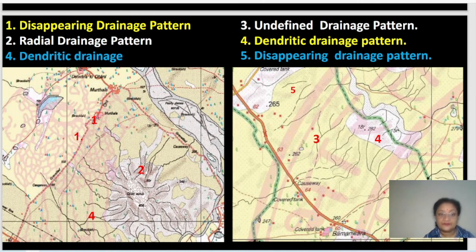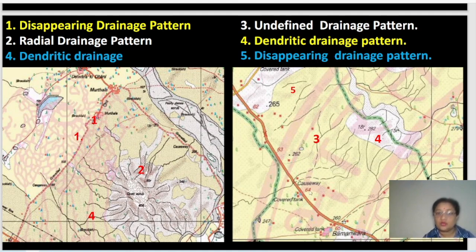Number two is the radial drainage pattern. From any higher ground, you can say any conical hill or any highland, when the river flows, the streams flow in different directions. When the streams flow in different directions, that is called a radial pattern of drainage.